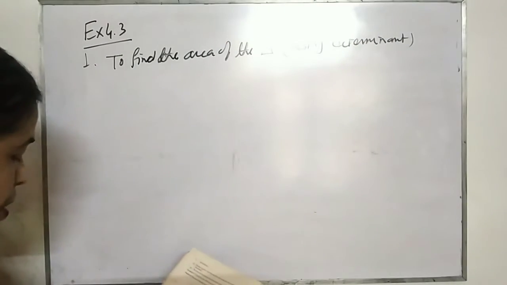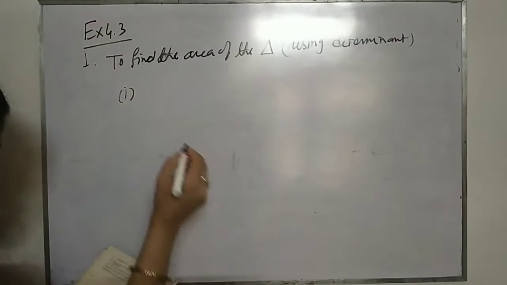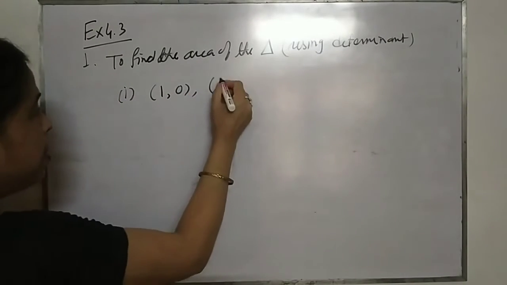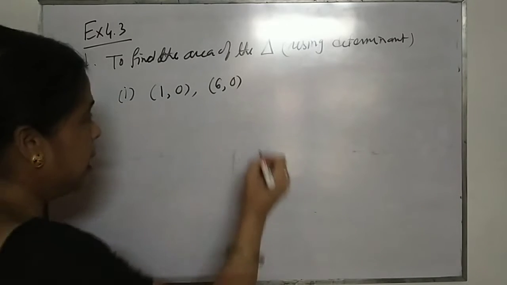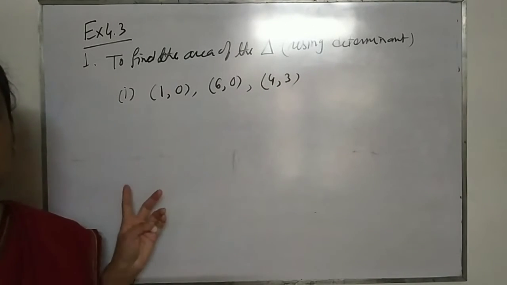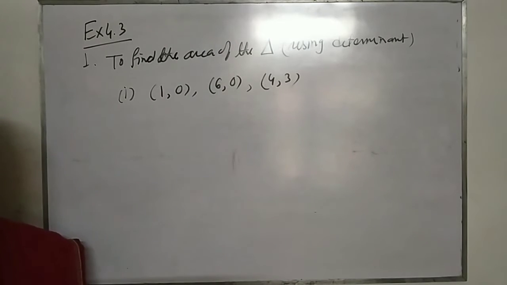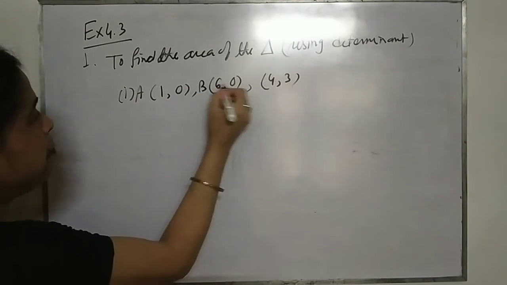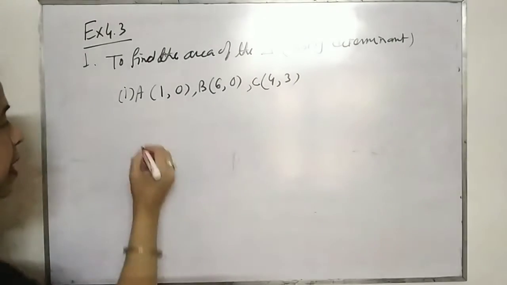Okay, your first question is number 1. You have the first coordinate (1, 0), the second coordinate (6, 0), and the third coordinate (4, 3). You have to get the area of the triangle formed by these vertices. So let me name the points as A, B, C, so that I can write down the solution.